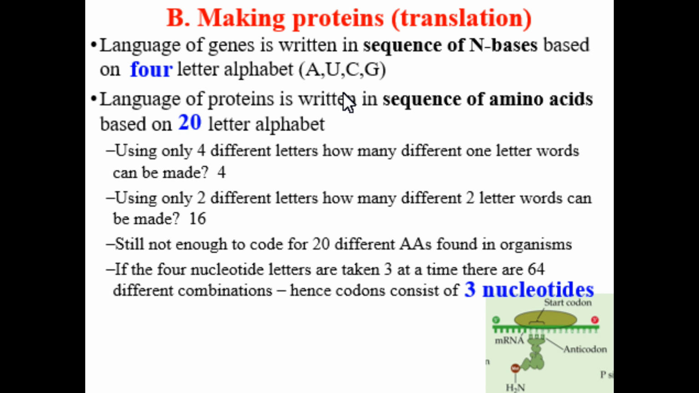That's more than enough. 2 at a time is not enough, only 16. 3 at a time in a codon is enough to code for 64 different amino acids. That's 3 times as many as you need, but you need at least 20. So that's why a codon has 3 nucleotides. So does the anticodon, because you need that many possibilities to correspond to at least 20 different amino acids.